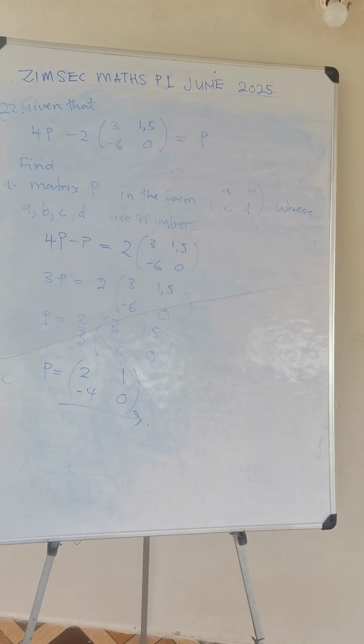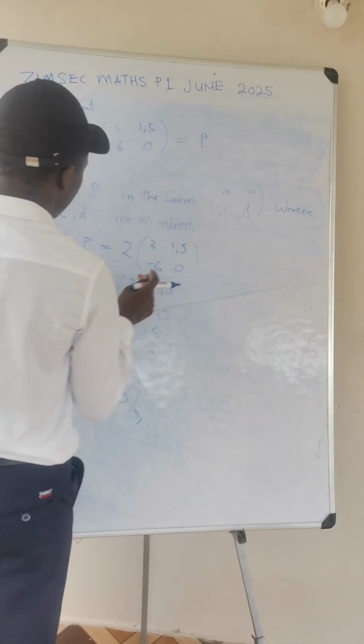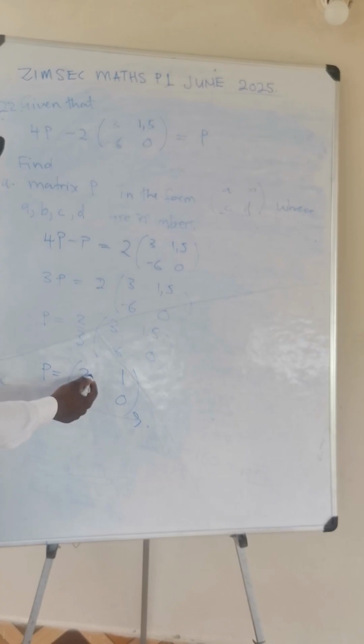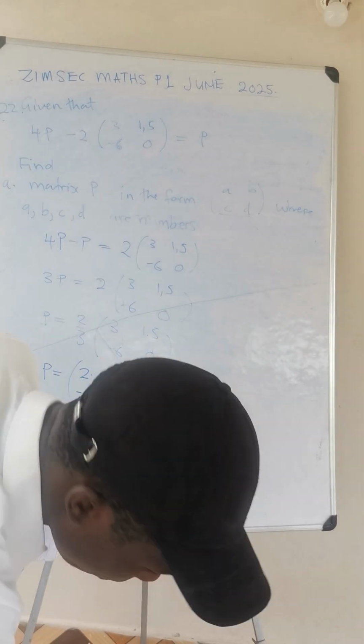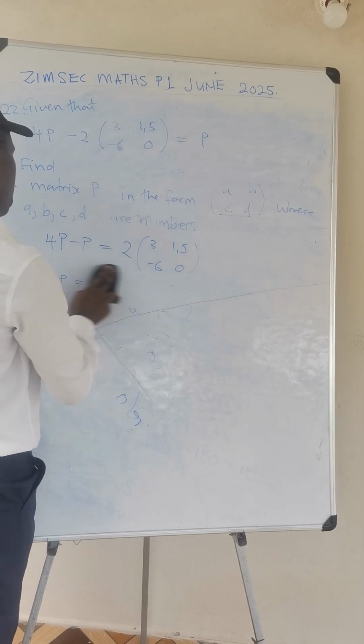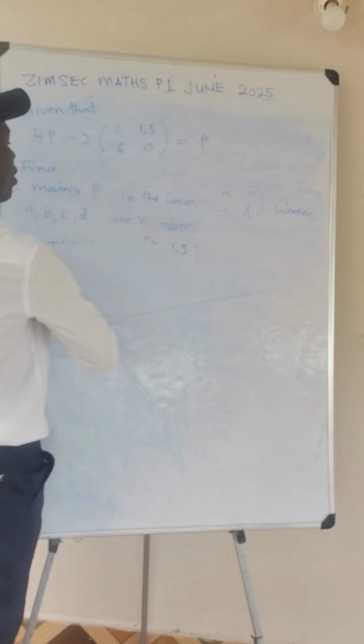I think it's very clear. So this is in the form they are saying, A, B, C, and D. They are supposed to be numbers. This is a number, a number, a number, a number. So we are correct. Then let's move to the next part, which is part B. Part B is requesting us to find the word.